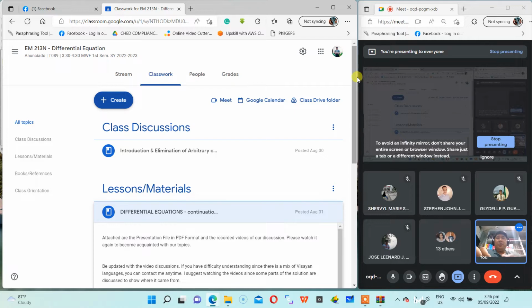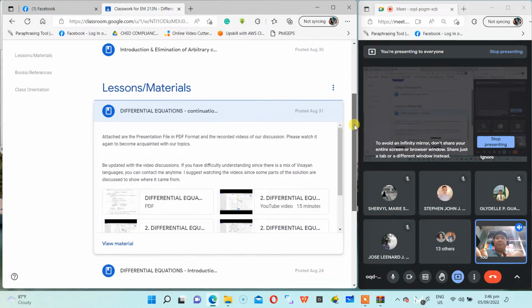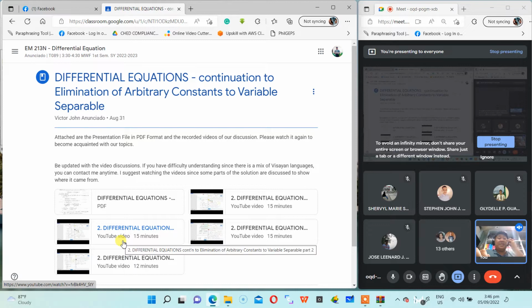So, now we proceed to the next topic. In the last meeting we discussed some introductions to differential equations and elimination of arbitrary constants, in order for us to transform the differential equations to a given general solution. Now, let's go to what we really intend to do. From a general solution, we go from a differential equation to a general solution.